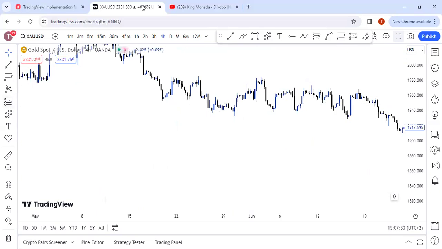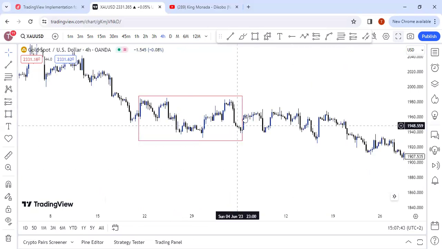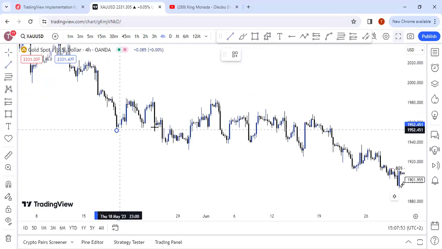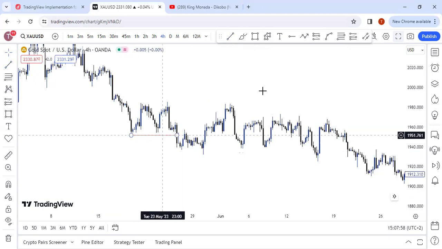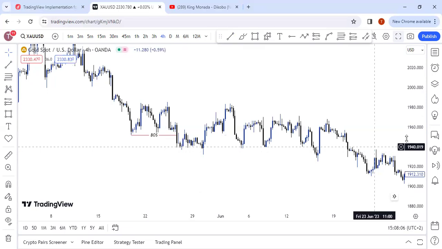Okay, guys. So right now I want us to talk about this area. This is the area that I want to analyze. So in this case, we're going to identify our break of market structure. This is going to be my BOS, guys.